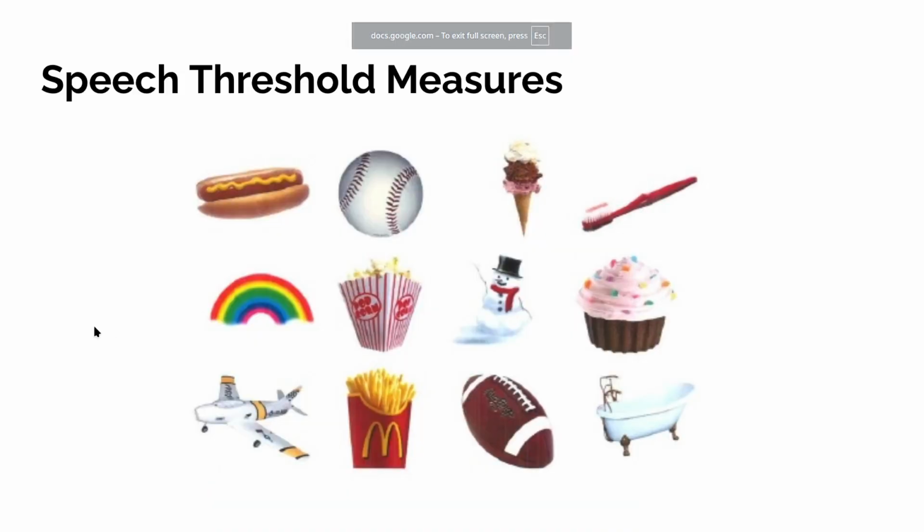So here's an example of some of those pictures: hot dog, baseball, ice cream. I know ice cream is two words, but for our purposes it's considered a spondee. Toothbrush, rainbow, popcorn, snowman, cupcake, airplane, French fries, again two words, football rather, and bathtub.